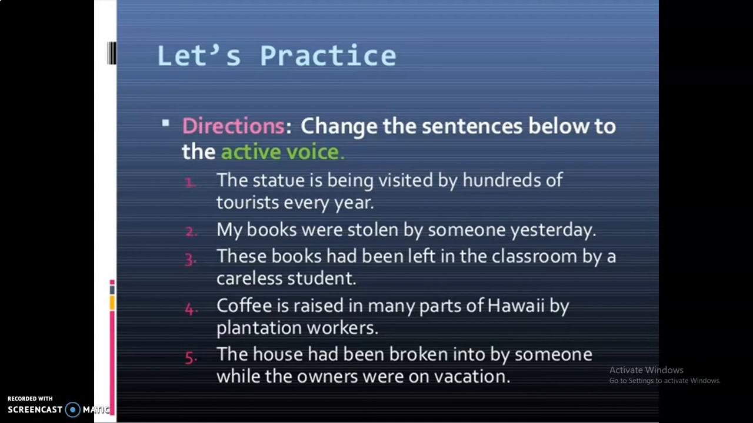First, the statue is being visited by hundreds of tourists every year. Second, my books were stolen by someone yesterday. Third, these books have been left in the classroom by a careless student. Fourth, coffee is raised in many parts of Hawaii by plantation workers. Fifth, the house had been broken into by someone while the owners were on vacation.